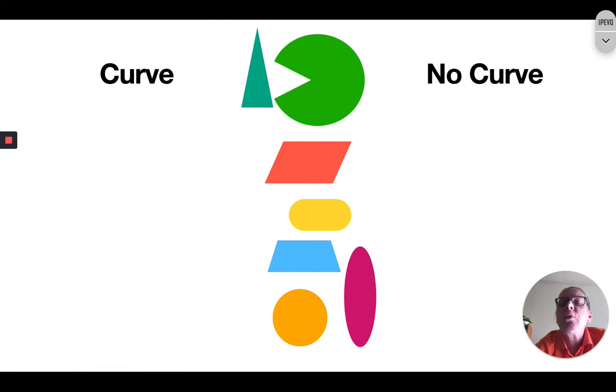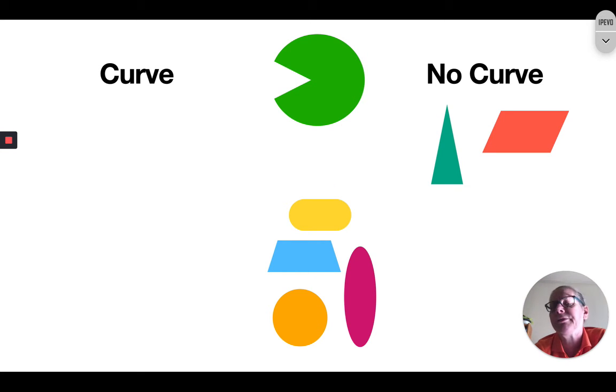Let's take a look. We have to sort these into curve, no curve. And do you see that teal pointy piece on the top? Where would that go? Where do you think that would go? Does it have curves or no curves? There are no curves. Now let's look at that orange piece. That orange piece there, underneath that green piece, does that have any curves? No, no curves.